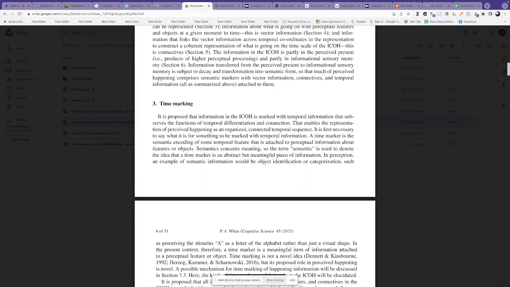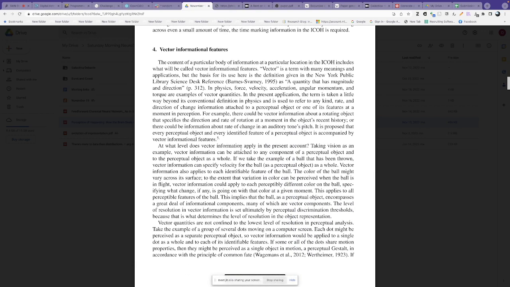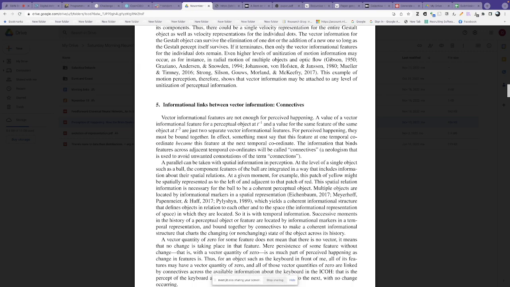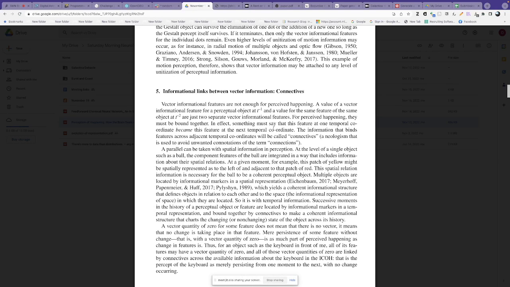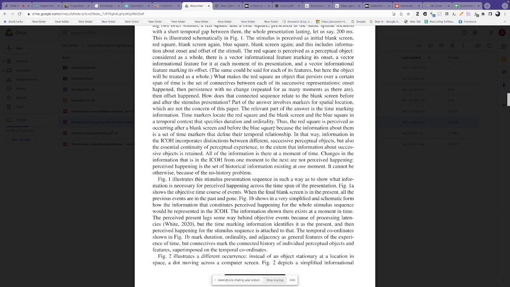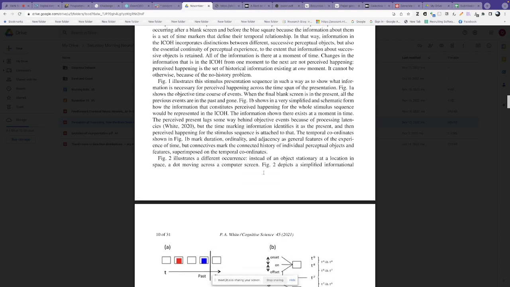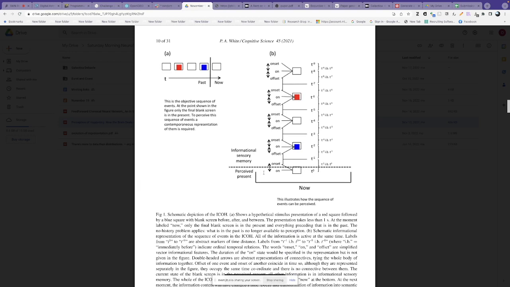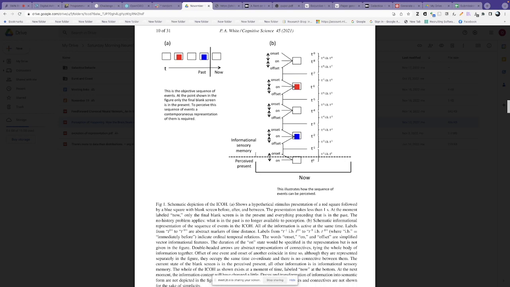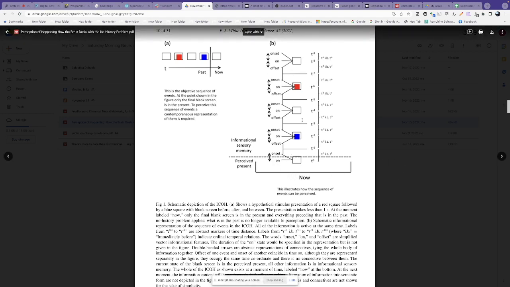And so this goes through time marking and vector informational features. We're using vectors as a means to build this representation. Vectors are quantities that have a magnitude and direction. So if you're tracking things in the environment, those vectors become important, but you can have vectors for other things as well. Informational links between vector information are connectives, so these vectors are connected together in different ways. Like all cognitive science, it gets pretty abstract. It talks about modeling things in a very logical way, because he's not proposing any equations, but he's using things like vectors and other tools like that. So I guess it's not highly mathematical. But anyways, this is an example of your perceived present here and your informational sensory memory, which integrates a lot of these snapshots together.